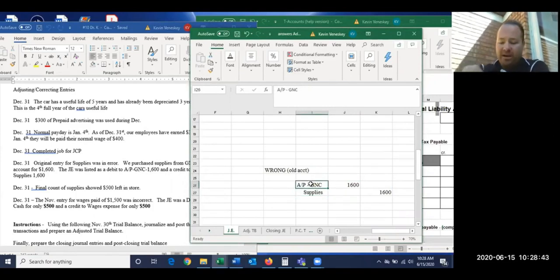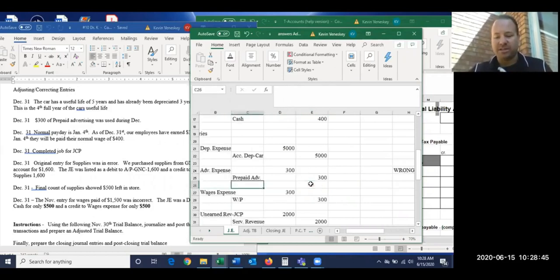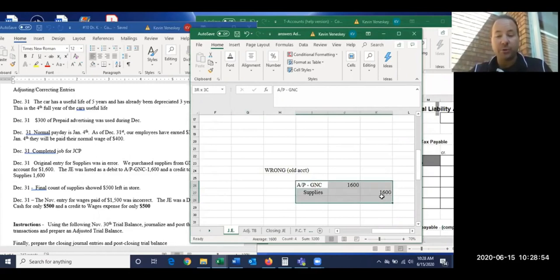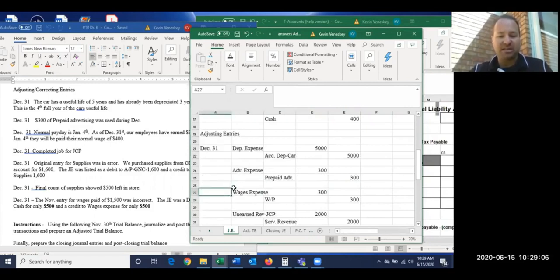All right, so now we're ready to go to our actual entries. This is what we did off to the side on our little scrap piece of paper. So our first thing we want to do is simply to undo and reverse this entry. So as our undo, we're going to debit our supplies and credit the AP to GNC.